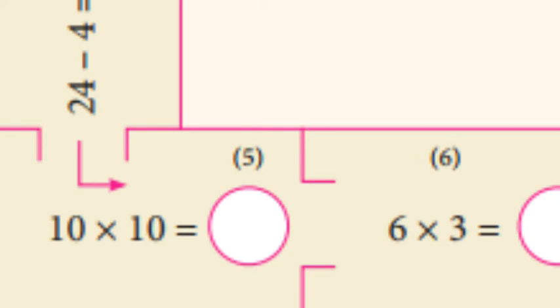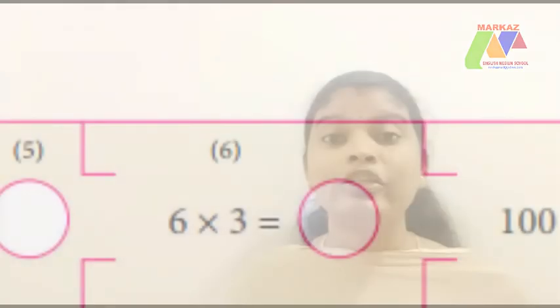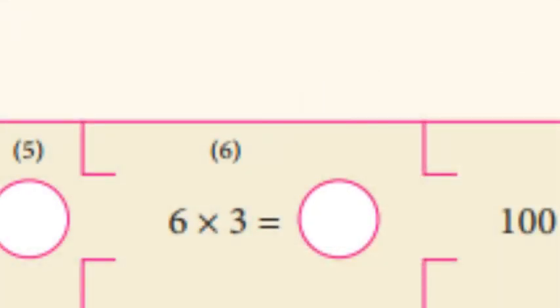Okay, now the sixth one, 6 into 3. Again the multiplication. So here we have to add 6 3 times. 6 plus 6 is equal to 12. 12 plus 6 is equal to 18. So children, that is 6 into 3 is equal to 18.